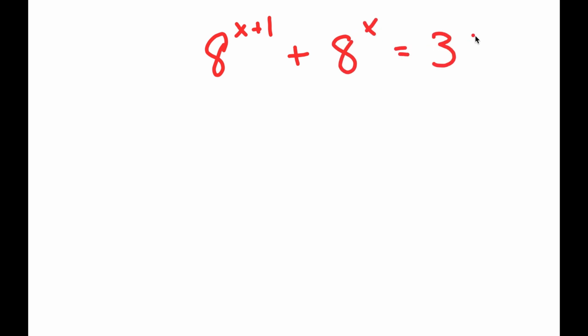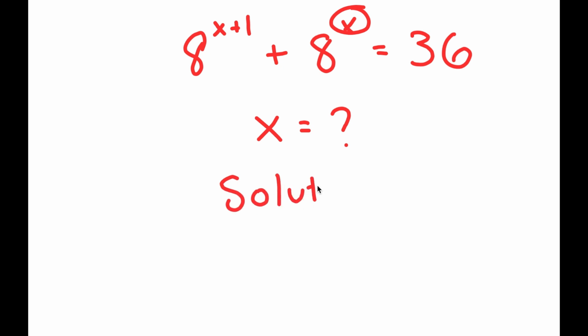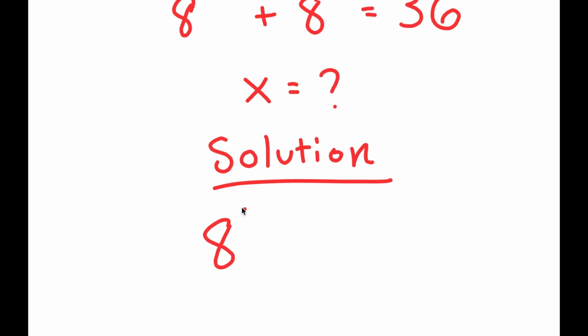Alright, so in this video, I'm going to be solving the equation 8 to the power of x plus 1 plus 8 to the power of x is equal to 36. Our only variable in this equation is x, so I want to find the value of x. For my solution, I'm going to first start by rewriting my equation down here so we have a little more space to work. So 8 to the power of x plus 1 plus 8 to the power of x is equal to 36.